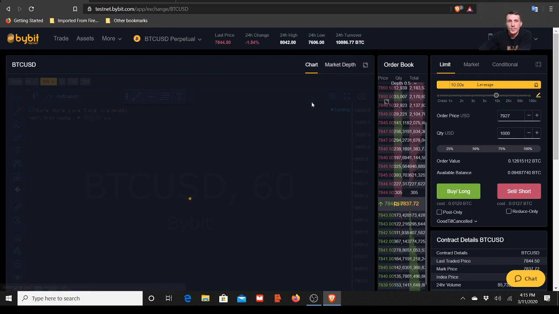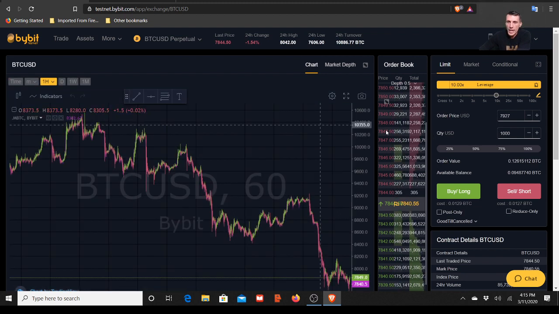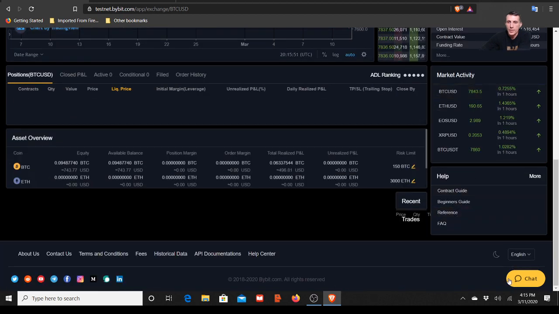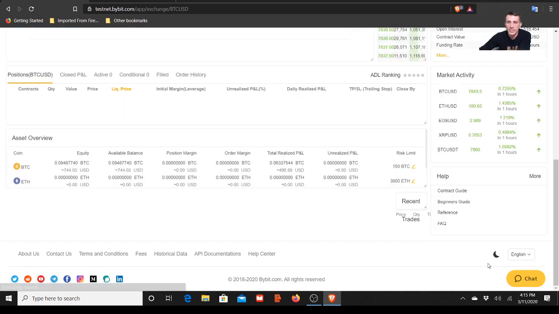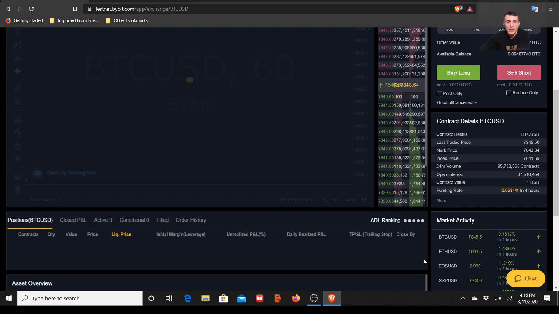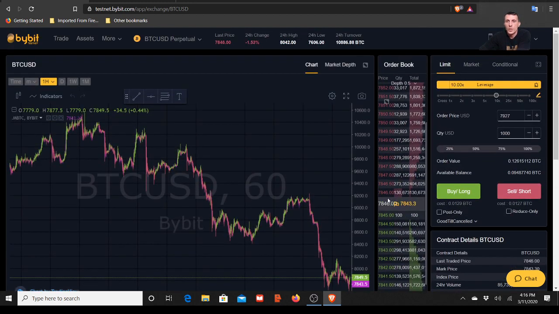So over here, you have your chart, of course. You got your chart settings, all that stuff, just like TradingView setup. If you want light or dark mode down here at the moon, click the moon. This is light. Hit it again, it'll bring it back to dark. You got your order book right here.